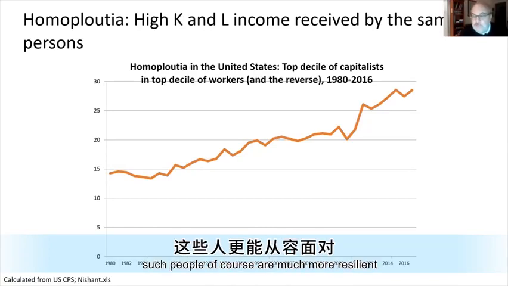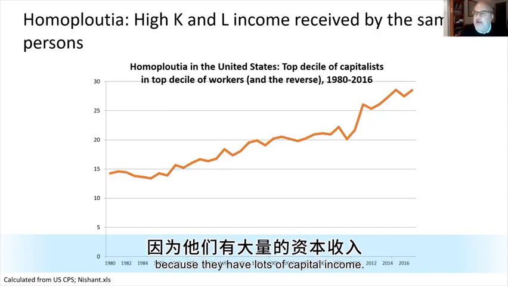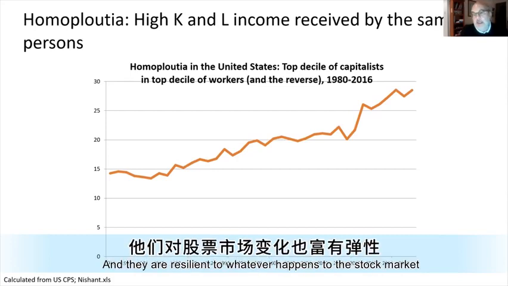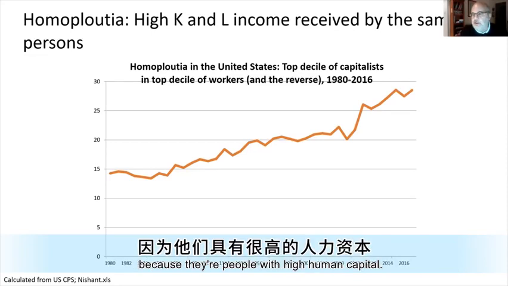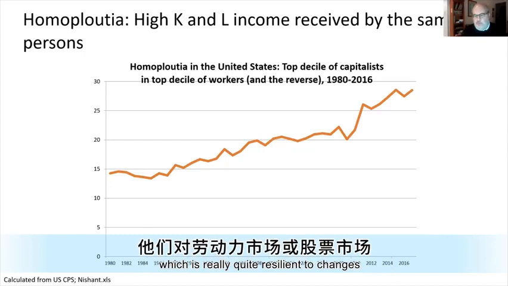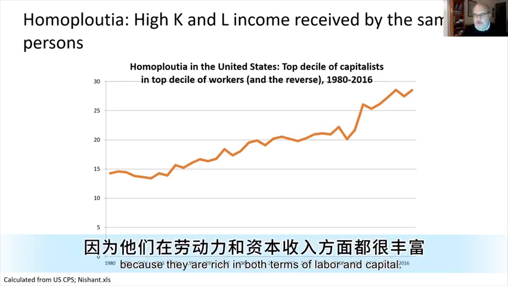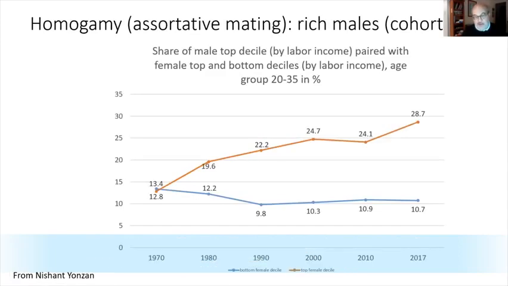Now, it has an implication that such people, of course, are much more resilient to the changes in the labor market because they have lots of capital income, and they are resilient to whatever happens to the stock market because they're people with high human capital. So you have a creation of a group of people, an elite, which is really quite resilient to changes in both labor market or stock market because they are rich in both terms of labor and capital.